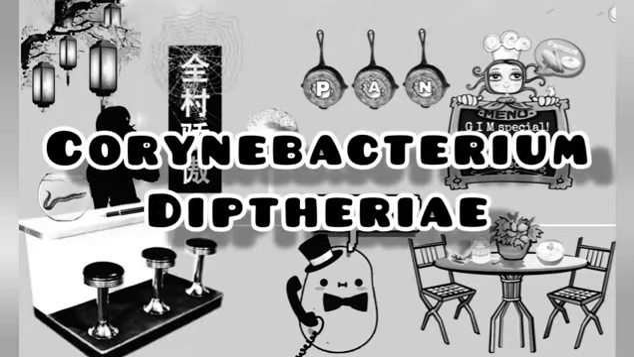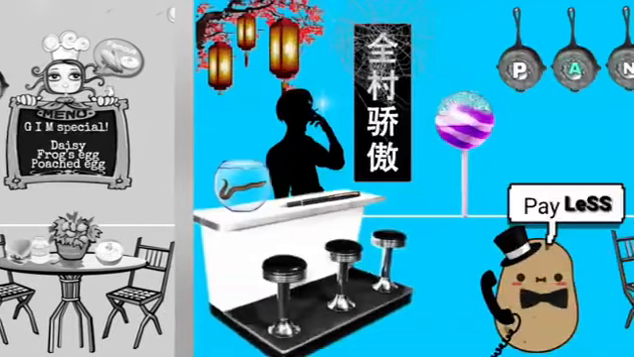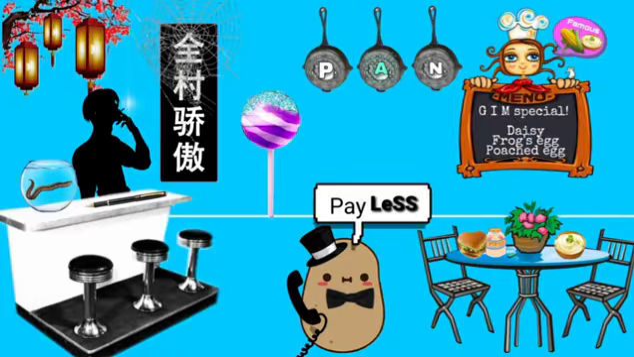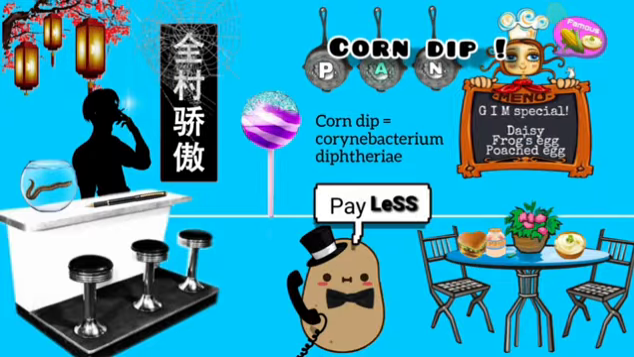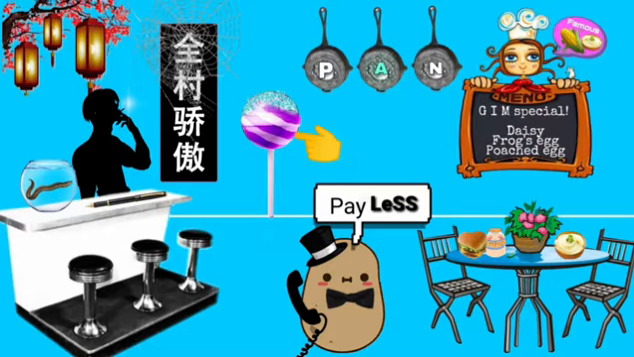Today's video is about Corynebacterium diphtheriae. The scene is about a Chinese restaurant famous for its corn dip. Corn dip sounds like Corynebacterium diphtheriae. Look at the large lollipop decoration.